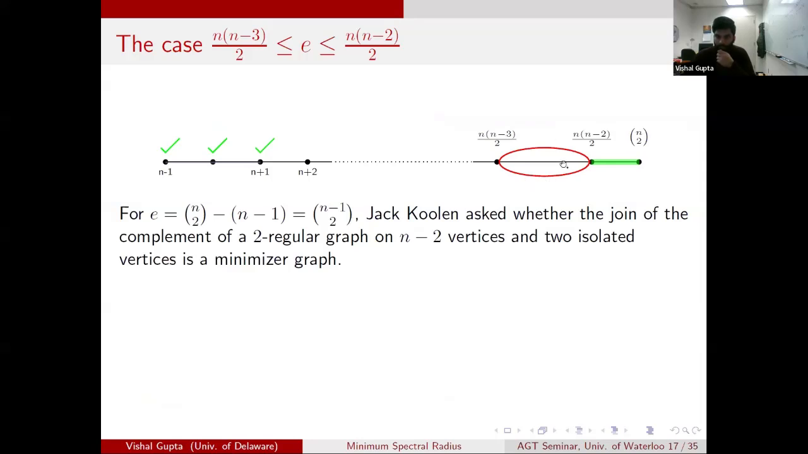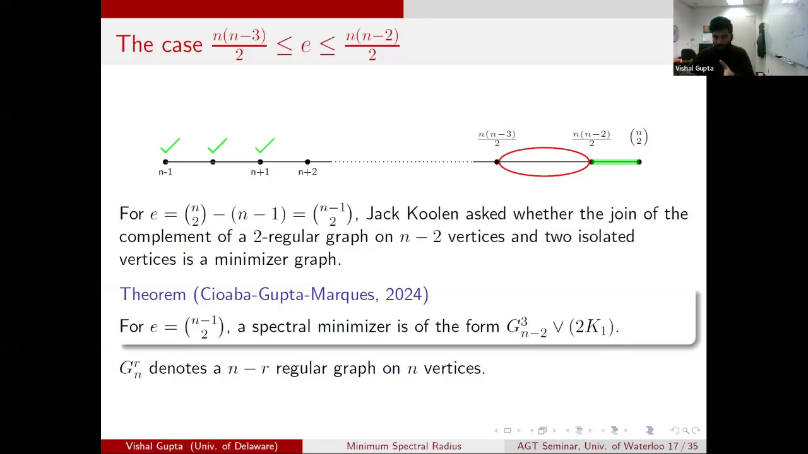Now the second range is the number of edges in the range from the number of edges in an n minus 3 regular graph to an n minus 2 regular graph. For this, when E is n minus 1 choose 2, Jack Cullen asked the following question: if we take the complement of a 2 regular graph on n minus 2 vertices and 2 isolated vertices and take their join, would that be a minimizer? And we showed that that is correct.